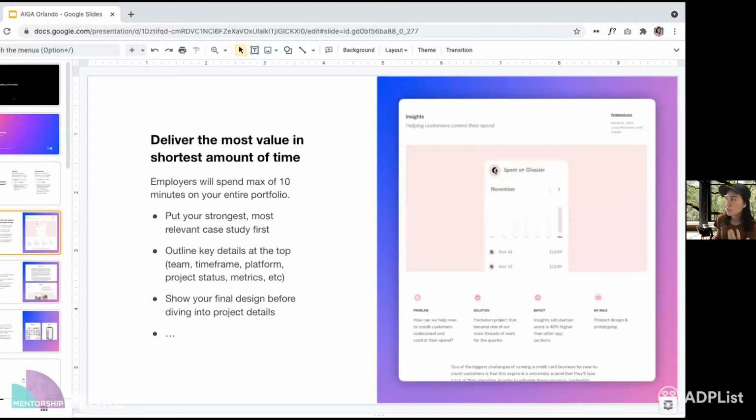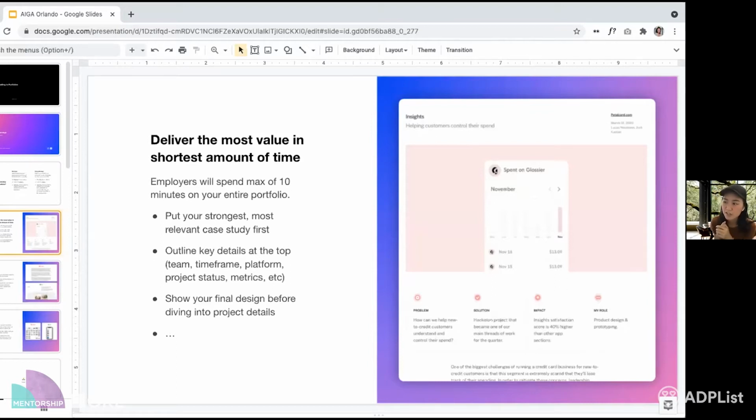We want to deliver the most amount of value in the shortest amount of time. So regardless of who's actually looking at your portfolio, no one's going to spend more than 10 minutes on it. I think that's just a harsh truth that you have to start understanding now. Everybody is going to be skimming straight through your portfolio, even the hiring manager, and they're spending 10 minutes per person, not per case study.